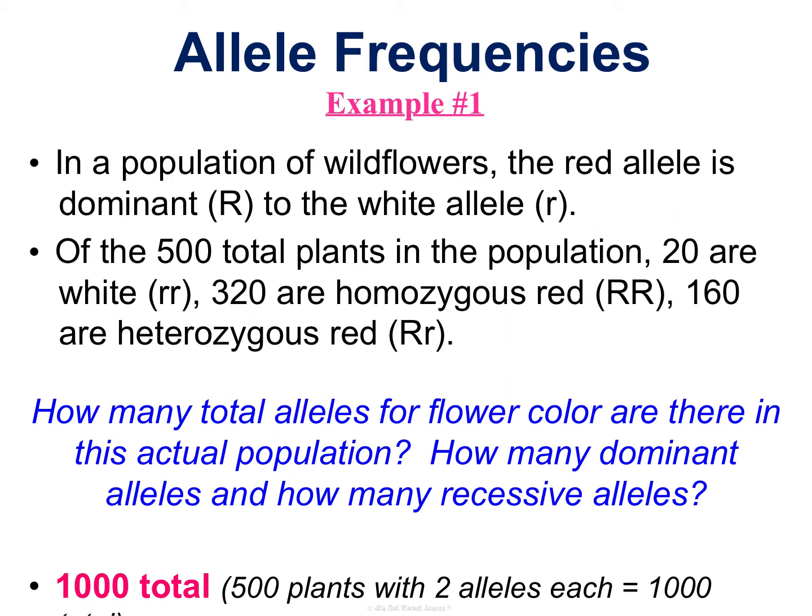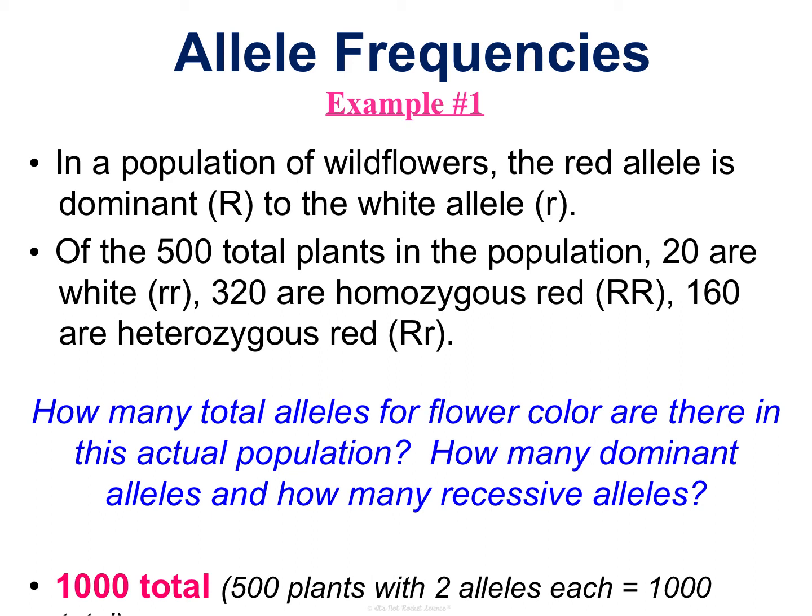In a population of wildflowers, the red allele is dominant and the white allele is recessive. Say I have 500 total wildflower plants in our population. 20 of them are recessive, white colored wildflowers, and 320 of them are homozygous for red, so they have both dominant alleles, and 160 of them are white carriers. They're still red, but they are a carrier of white.